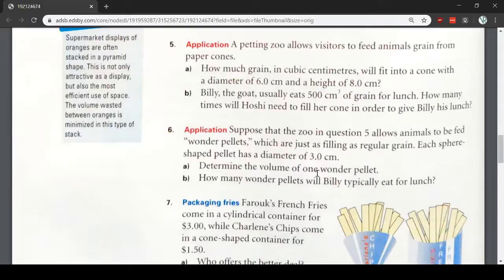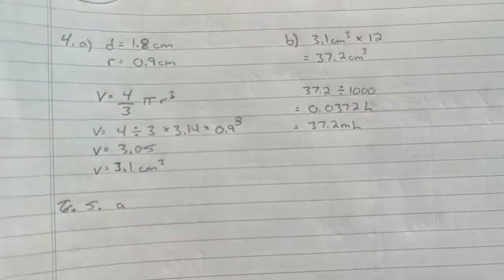But anyways, how much grain in cubic centimeters will fit into a cone with a diameter of 6 centimeters and a height of 8 centimeters? So in this case, part A, we're looking at the volume of the cone, how much is going to fit in there.